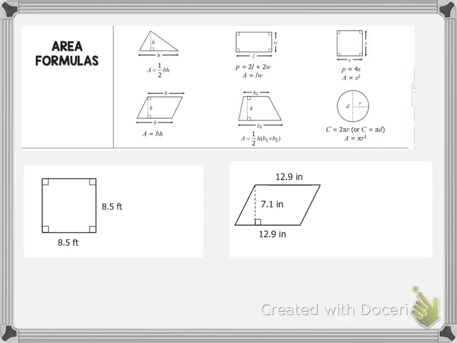Good morning. Today we're going to talk about areas of figures. The area formula of a triangle is 1/2 your base times your height. So this is your triangle. The rectangle here is length times your width.